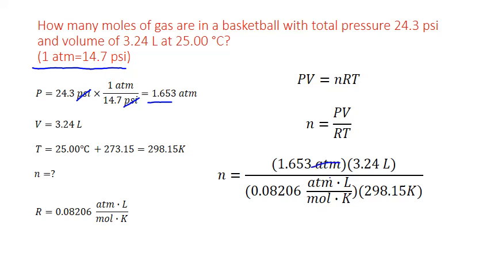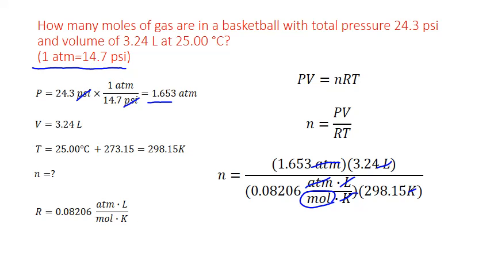Our atmospheres will cancel out, our liters will cancel out, and our kelvins will cancel out. We're going to be left with moles. We're actually left with 1 over moles, but 1 over a fraction is simply the same as the reversed fraction. So 1 over moles would become moles, our final unit for N.